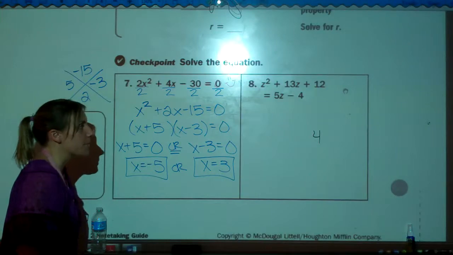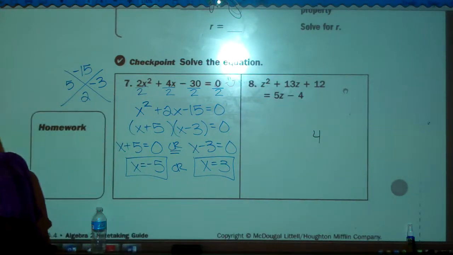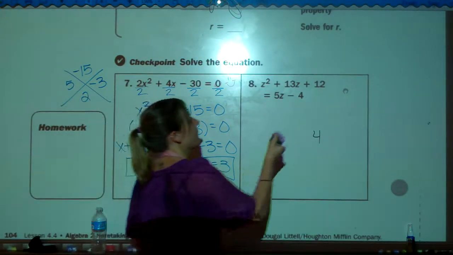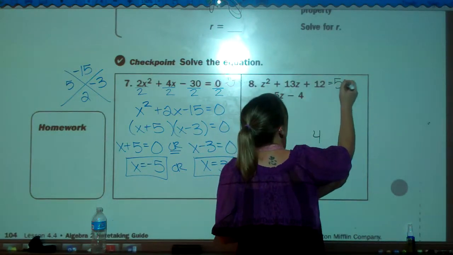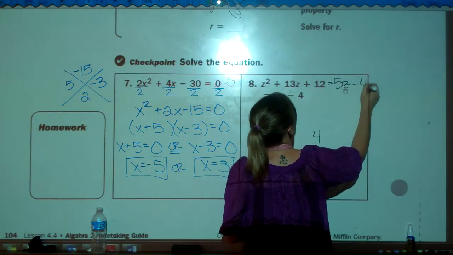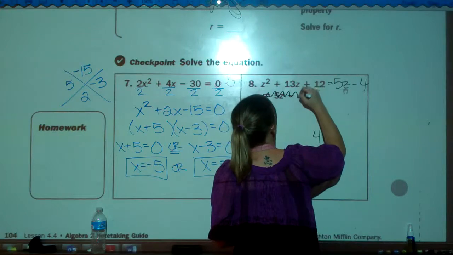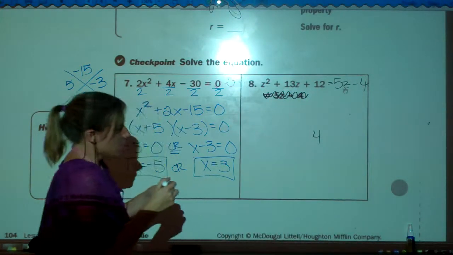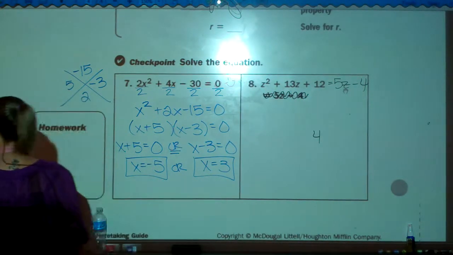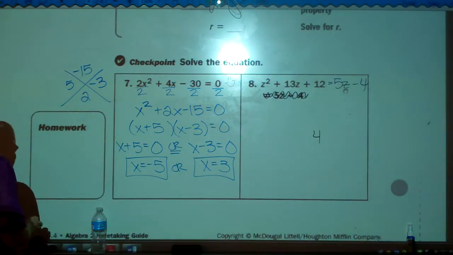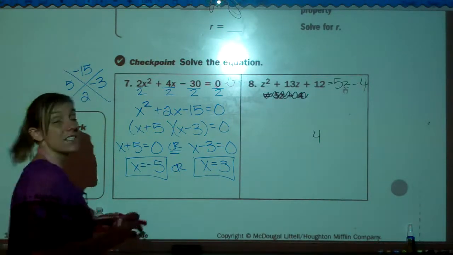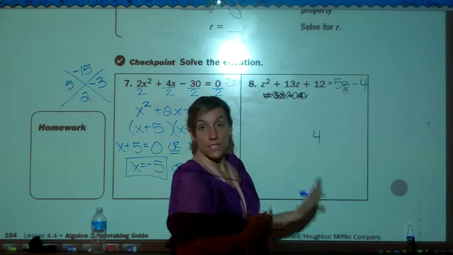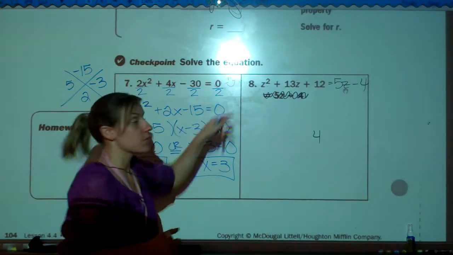Do opposites. Okay? This one looks a little bit different. Let's finish it by setting it up like this, because I don't want that to confuse anyone. So equals 5z minus 4. Now before we solve, we have to get equals 0. Okay, we don't have equals 0 yet.